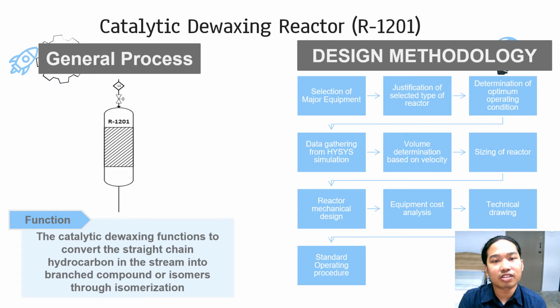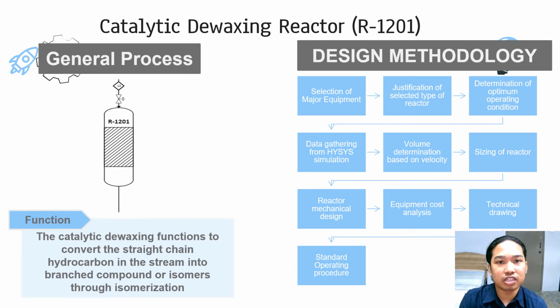There are a few steps in the design methodology. Firstly is the selection of the major equipment. Next is the justification of the selected reactor. After choosing the reactor, we need to determine the optimum operating condition. Next is to gather the data from the HYSYS simulation. After that is to determine the volume from the space velocity. Then we can determine the size of the reactor.